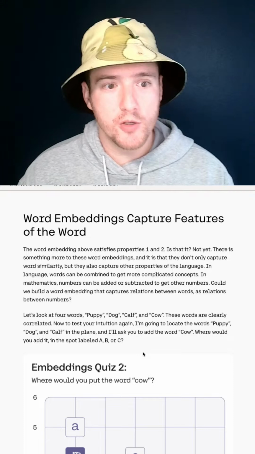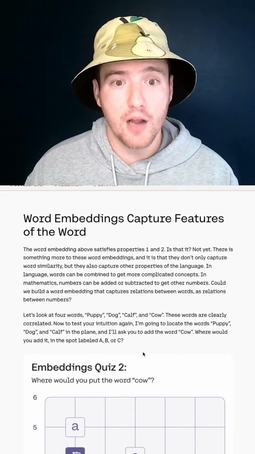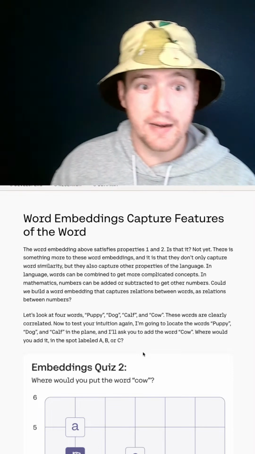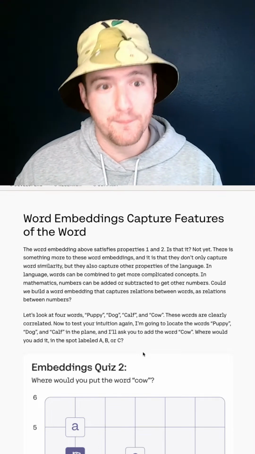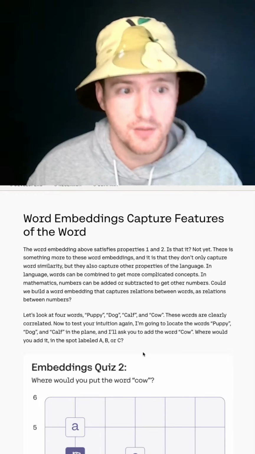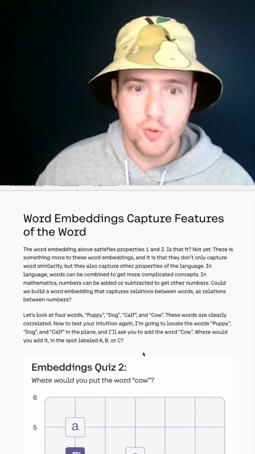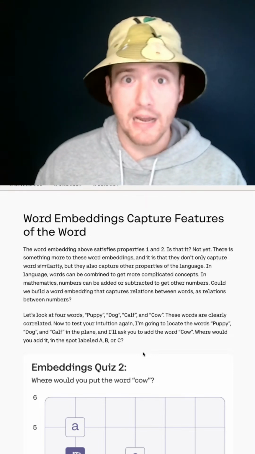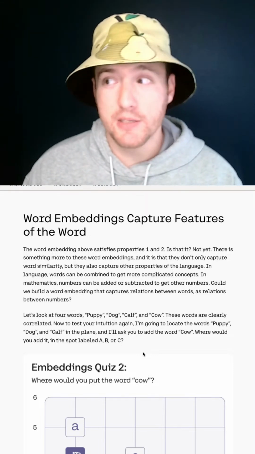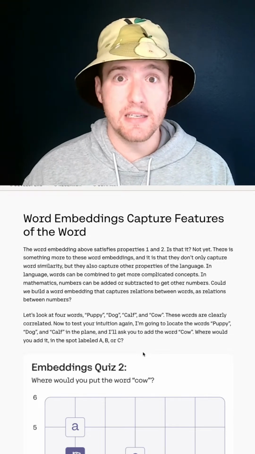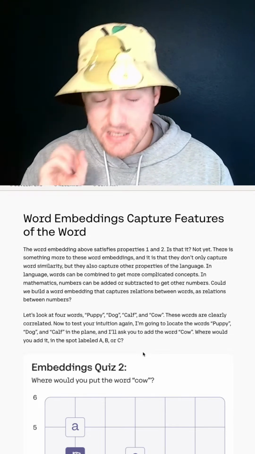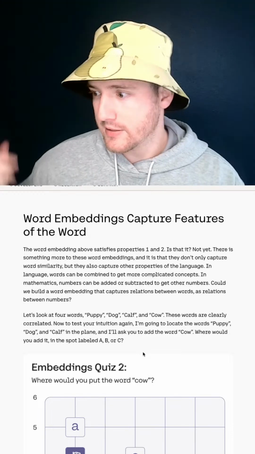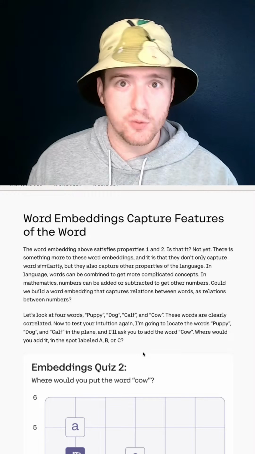In language, words can be combined to get more complicated concepts. Words can be added or subtracted to get other numbers. Could we build a word embedding that captures relations between words as relations between numbers? Now it's saying, can we create similarities between words just as easy or just as representative of seeing them plotted on a graph? So is, I don't know, dog similar to cat as 1 is similar to 2?